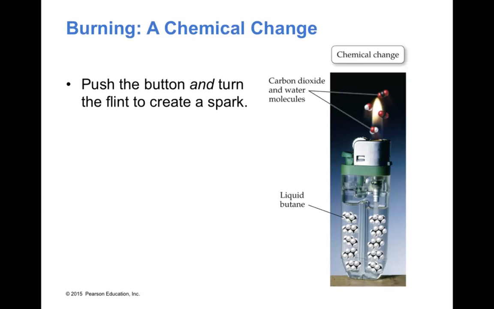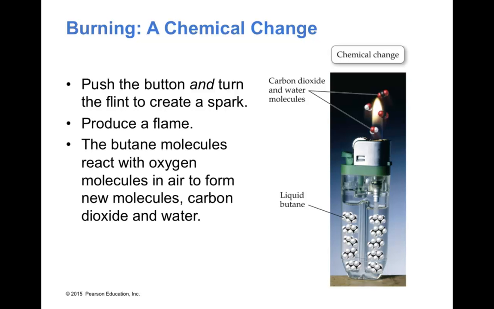Now, push the button and turn the flint to create a spark. This will produce a flame. The butane molecules react with oxygen that is in the air to form new molecules, the carbon dioxide and the water. The butane is composed of carbon and hydrogen. And this butane reacts with the oxygen to produce carbon dioxide, that is one carbon and two oxygens. So this carbon may be obtained from the butane, while the oxygen will be obtained from the oxygen of the air. And it will also produce water.